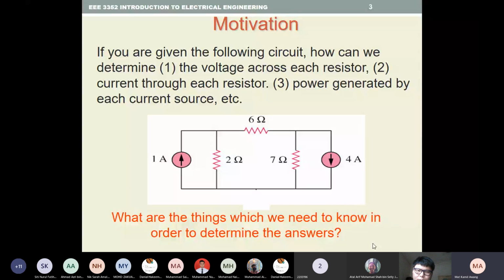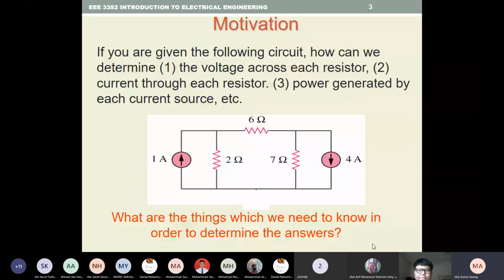How to determine the voltage across each resistor. So you have 3 resistors. Each resistor has a different voltage drop across it. The voltage across each resistor is not the same. And what is the current through each resistor? It can be the same, can be different. We don't know. And the power generated by the current source, those 2 current sources.